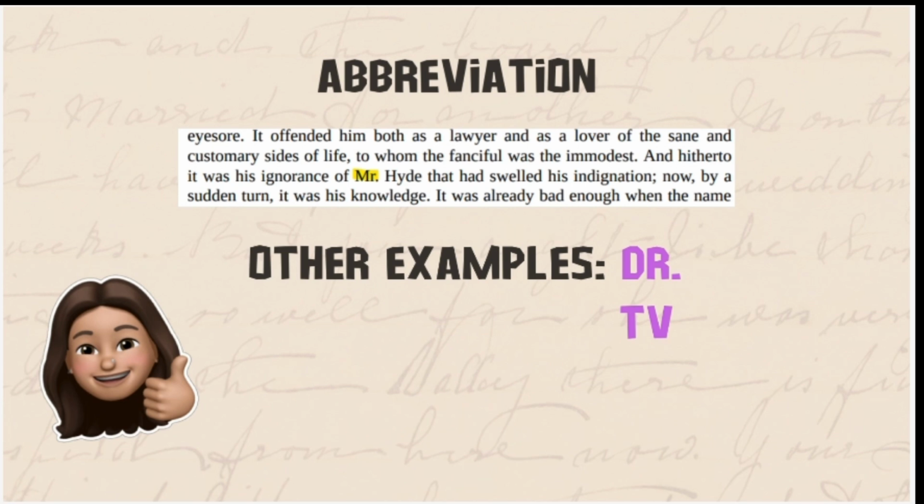Abbreviation is also part of the word formation processes. An abbreviation is a shortened form of a word or phrase. In this case, this abbreviation for master or mister is used to refer to adult men in formal contexts. As other examples, we have Dr., which is short for doctor, and TV, which is short for television.